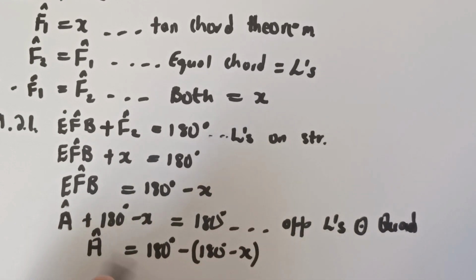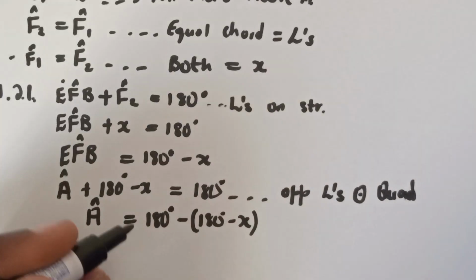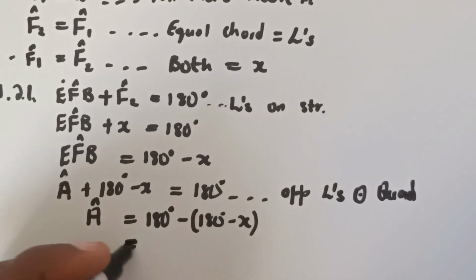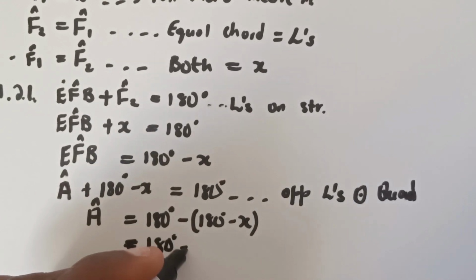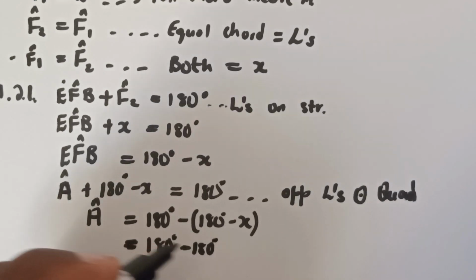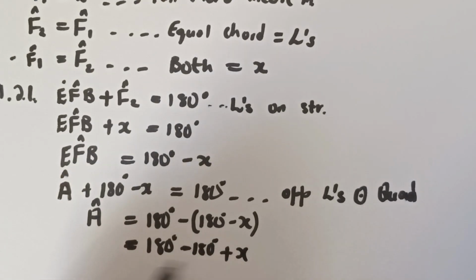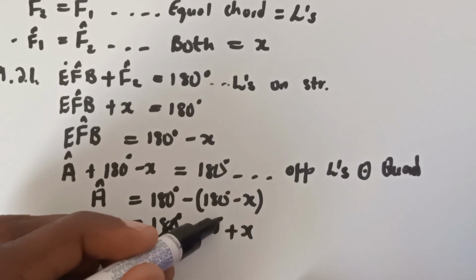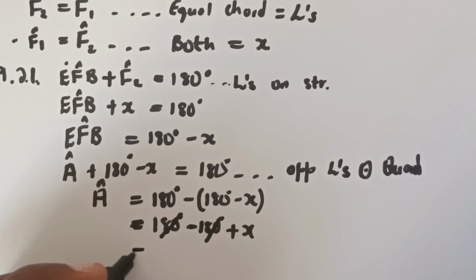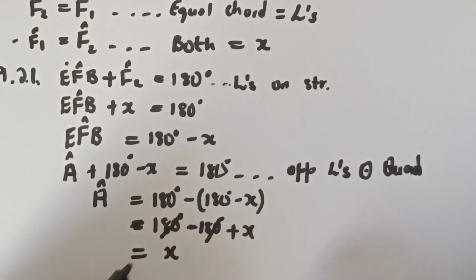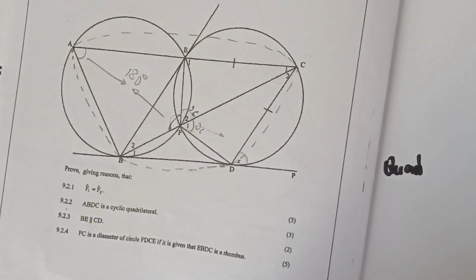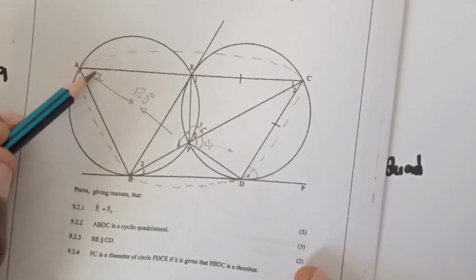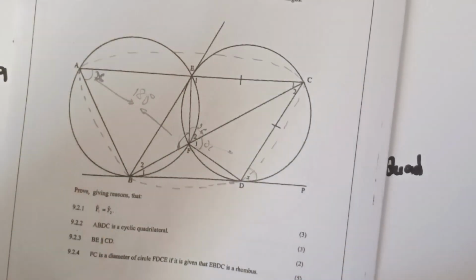So now let's distribute the negative to the bracket. That is 180 minus 180 degrees plus x. And then we can see that these are additive inverses, so we cancel them out. They give us 0, and then we are left with x. That is our angle A. Angle A is x. We proved that angle A is equal to x.